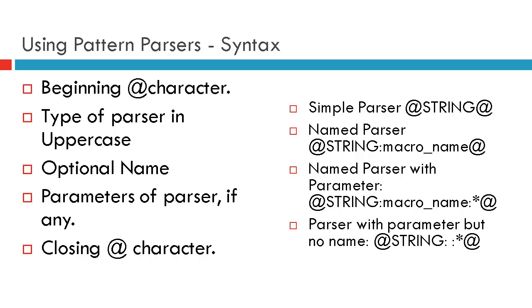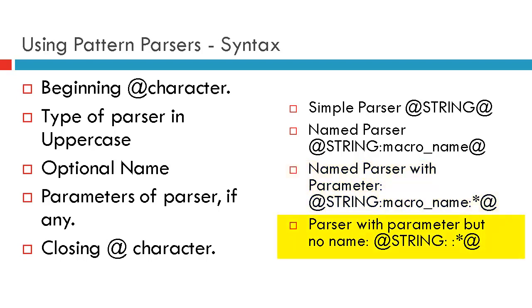Let's take a quick look at the examples on the right side of the slide. The simple parser simply has the string as the type of the parser enclosed between the @ characters. The next example is the named parser, which has an additional macro name after the colon character. In a named parser, the value of the matched message will be assigned to the specified macro name in the name field. Another example is a named parser with parameter. This example has an additional parameter after the macro name, an asterisk in this case. The asterisk parameter passed to the parser tells the parser to accept asterisk as a valid sequence in this string. Otherwise, only alphanumeric characters without the white space are accepted.